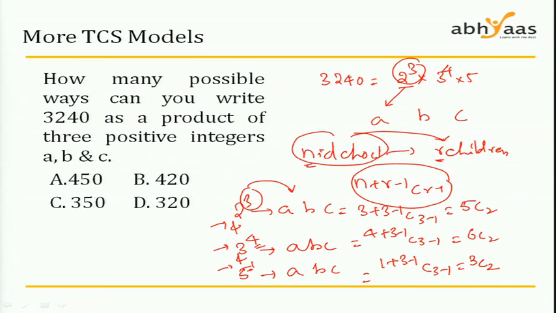Now, all of these have to be distributed: 2 cube, 3 power 4, 5 power 1, because the total product is 3240. So if you count this, whenever there is an 'and', you multiply things. So 5C2 into 6C2 into 3C2. 5C2 is 10, 6C2 is 15, 3C2 is 3. 10 into 15 into 3 is 450. Your answer becomes option A.